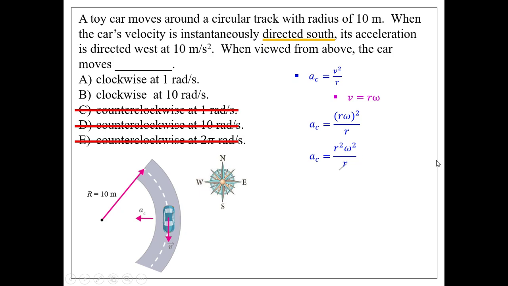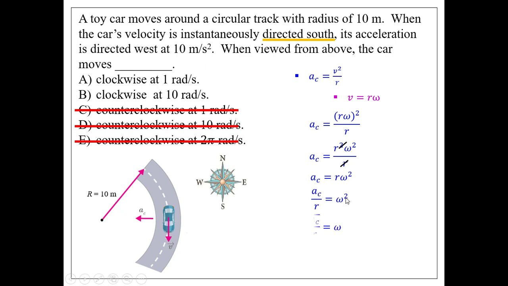As you can see, there's an R squared on the top and there's an R on the bottom. So I'm going to cancel one of the R's out. So essentially, generically, we can say that the centripetal acceleration is R omega squared. Well, here I have R, which is 10 meters, which is given in the problem. And then what is this? I don't know what omega is, because that's what the question is asking me. Essentially, the choices are all in units of rads per second, which is your angular speed. But I do know what a_c is, right? It says the acceleration is directed west at 10 meters per second squared. So a_c here is 10 meters per second squared.